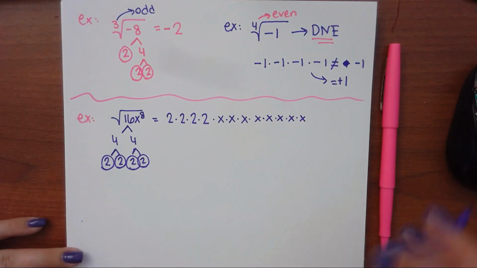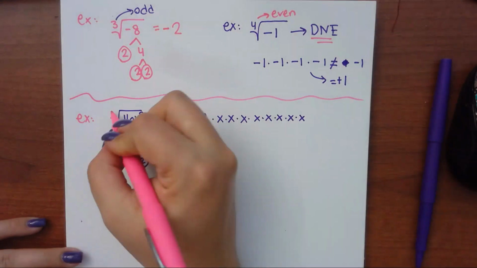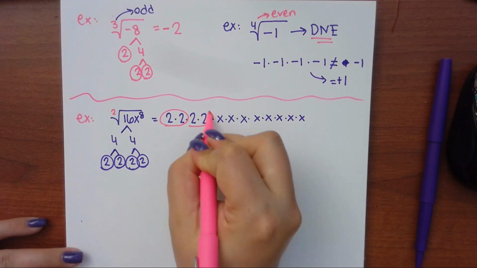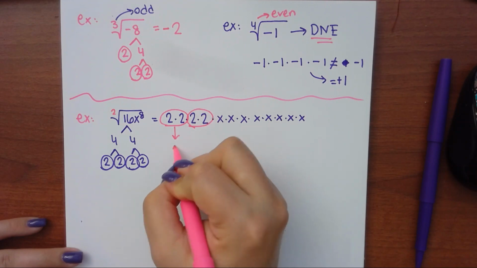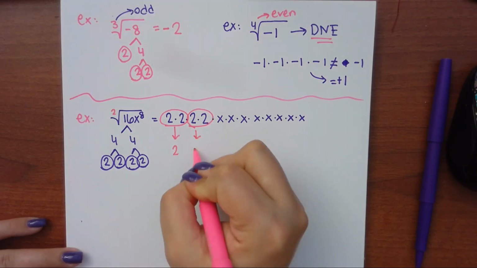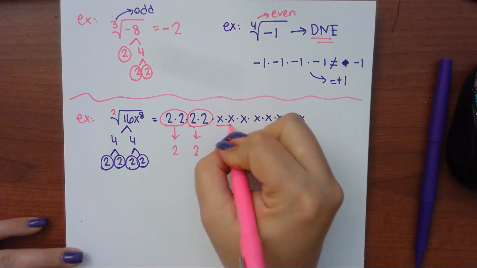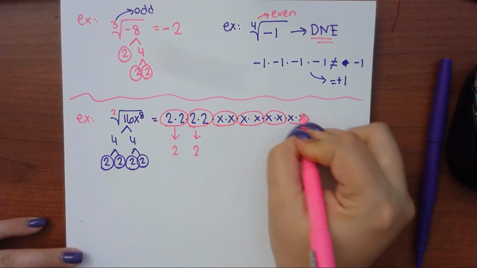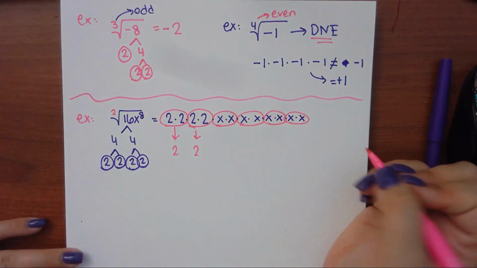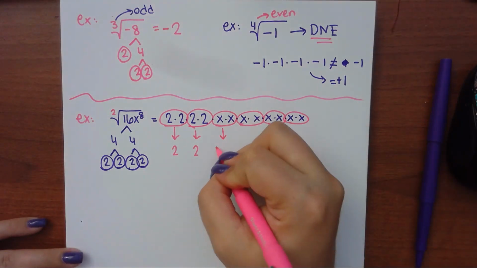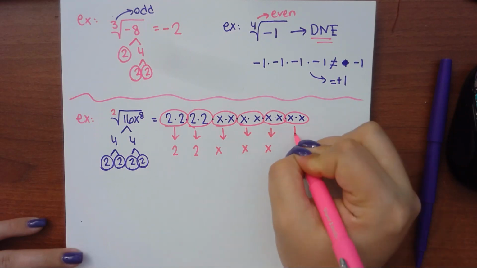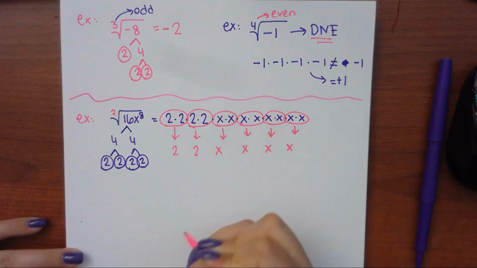Now, because it's a square root, I'm going to circle pairs. Well, look at my pairs. I'm going to circle the pairs of the 2's, bring 1 from each pair out. But I'm also going to circle the pairs of x's. I have 2 x's here, 2 x's here, 2 x's here, and 2 x's here. It's the same process. You're going to bring 1 from each group out. And then we multiply all these numbers together.